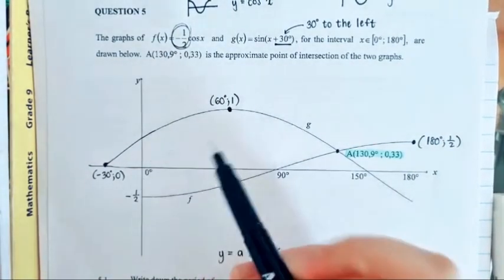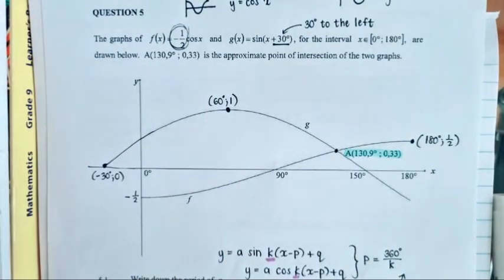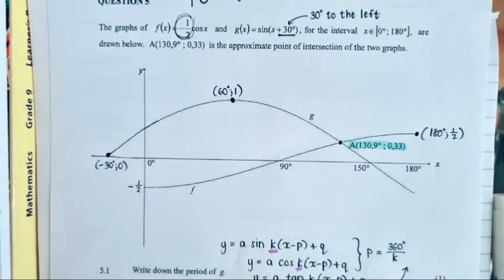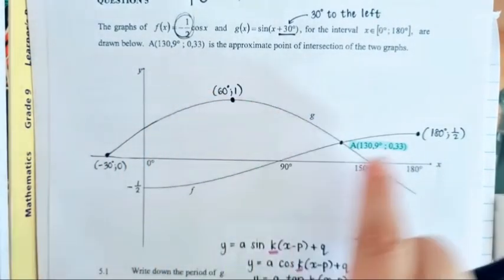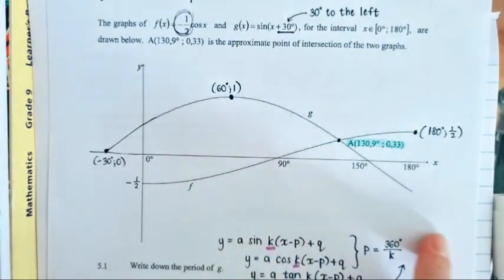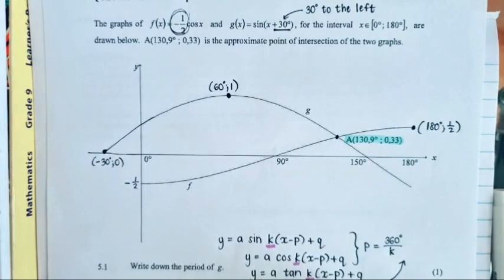So even though they've only drawn it from 0 to 180, that is the domain of the graph. That's not the period. The period is how long it will take for this whole graph to go from the middle to the top, down to -1, back to 0 again. And it would take 360 degrees.